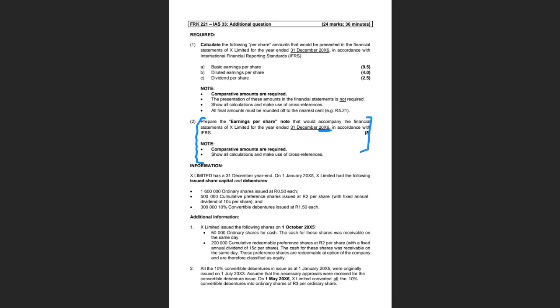Now remember, with EPS, comparatives, right? They're always going to ask you for the prior year numbers. So we're looking at 2016 and 2015, or 20X6 and 20X5. Those are the years we want to look out for in our question as well. And then the note says, comparatives are required, but we know that with EPS questions, generally that's the case. And then it says, show all calculations and make cross references. Okay, cool.